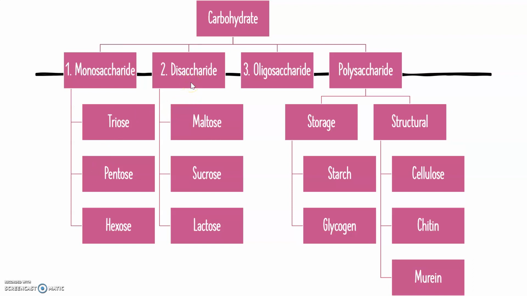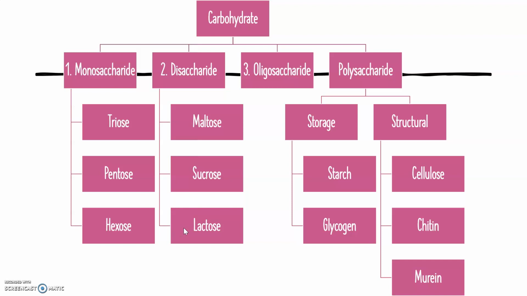Disaccharide is the combination of 2 monosaccharides. Combination of glucose and glucose will form maltose. Combination of fructose and glucose will form sucrose, and combination of galactose and glucose will form lactose.